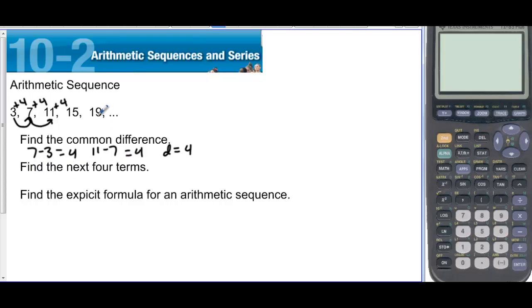Find the next 4 terms. Well, we start with 19 and add 4. That's 23, and then we have 27, 31, and 35, and we get each of those by just adding 4.